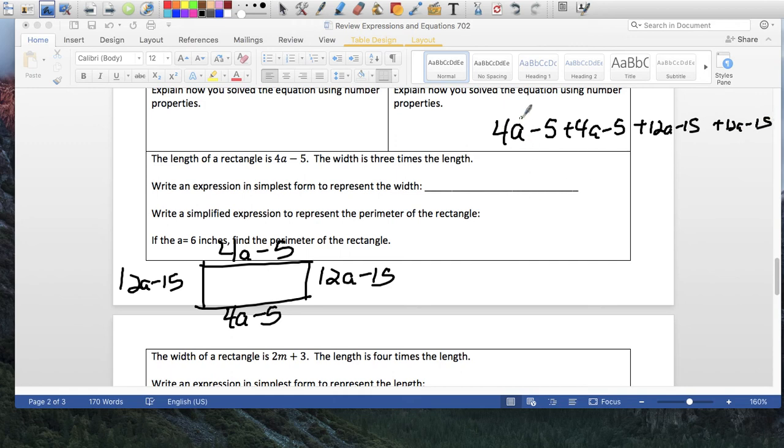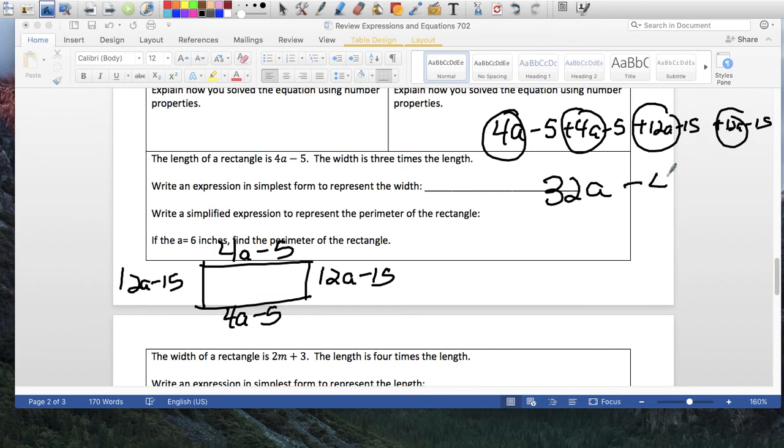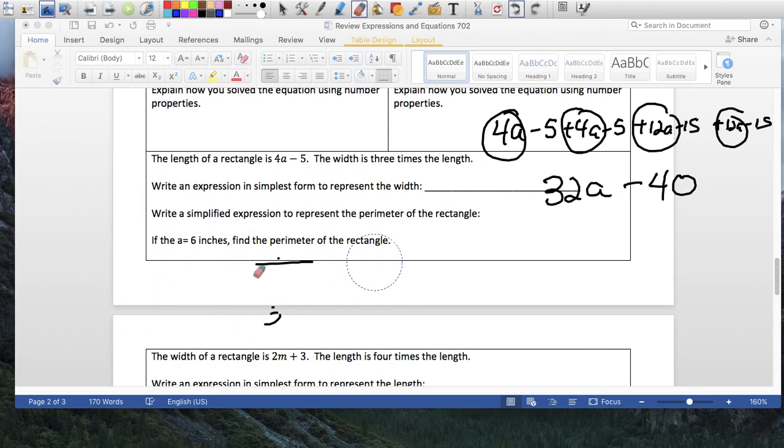Now you're going to add all the a's. 4a plus 4a is 8a, 8a plus 12a is 20a, and 20a plus 12a is 32a. 4, 8, 20, 32. Good. Minus 5 and minus 5 is minus 10, minus 10 and minus 15 is minus 25, and minus 25 and minus 15 is minus 40. That's what my simplified expression looks like: 32a minus 40. Unless I made a big boo-boo. That looks right. Now, done. So that would be the answer to the second part.